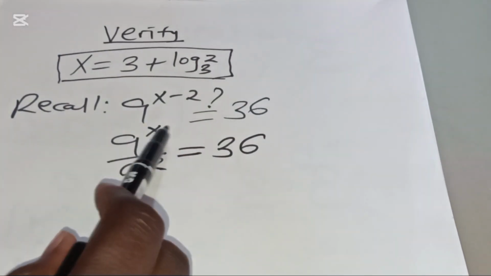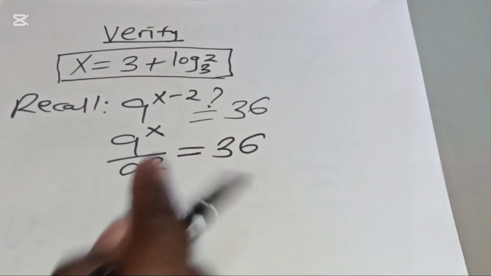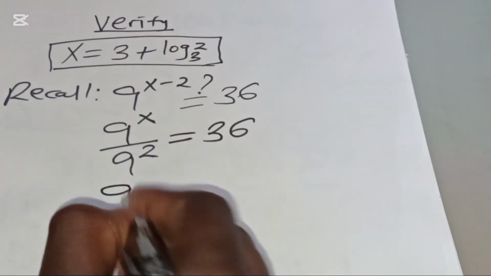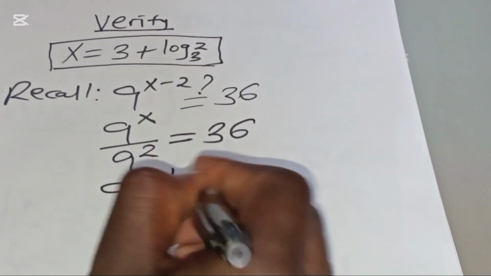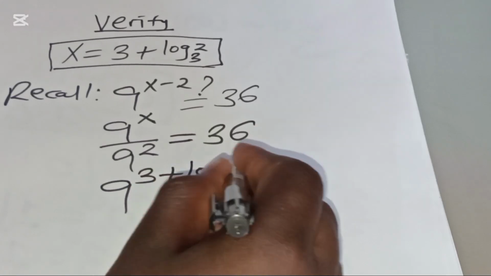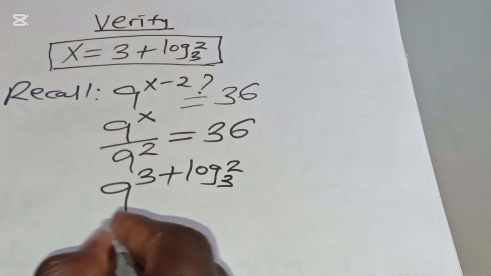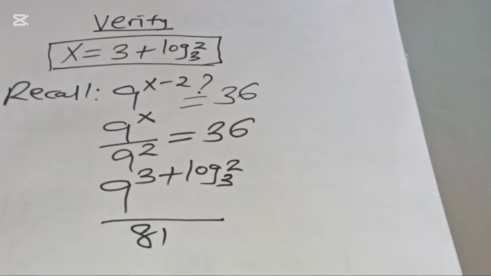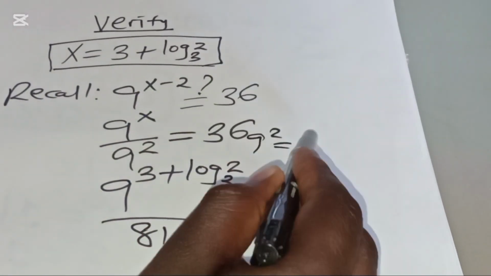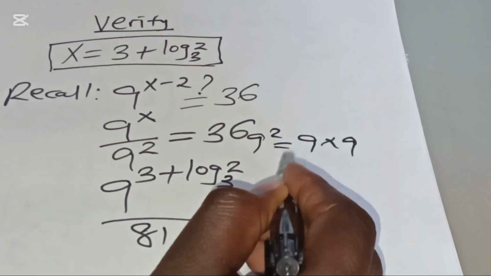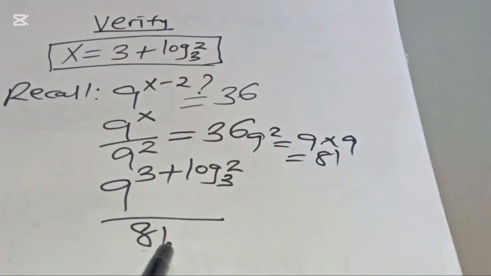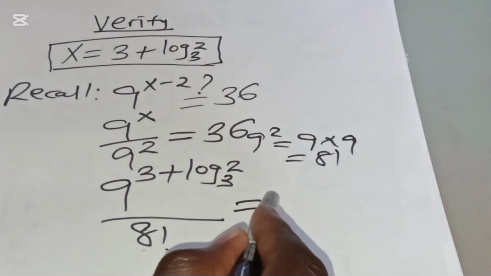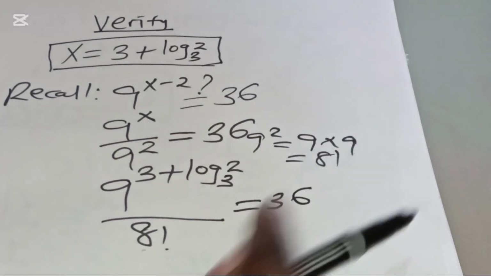So let's substitute the value of x so that we'll have 9 to power 3 plus log 2 to base 3 divided by 9 to power 2, which is 81. Okay, 9 to power 2 is the same as 9 times 9, which is 81. So divide by 81, this is supposed to give us a value of 36.